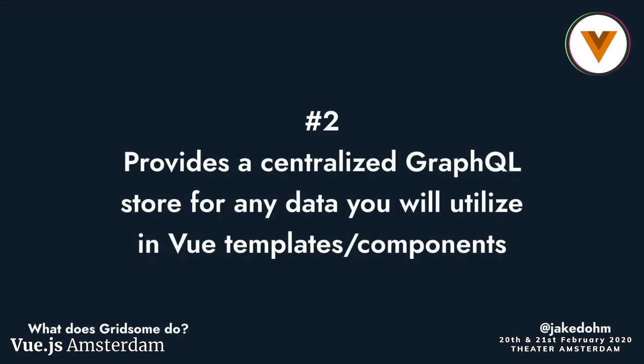So you get to work with all the tech you're familiar with and you love in a way that works for you. Gridsome provides a centralized GraphQL store for any data that you'll utilize in your Vue templates and components. I'm going to demo this in just a minute, but you can pull content from, say, a Shopify API, WordPress, a Markdown file, a JSON file, pull all of that into your application, but instead of having to deal with all those sources, you deal with those in a centralized place, and then you can just query one GraphQL schema for that, which makes it a really, really nice user and developer experience.